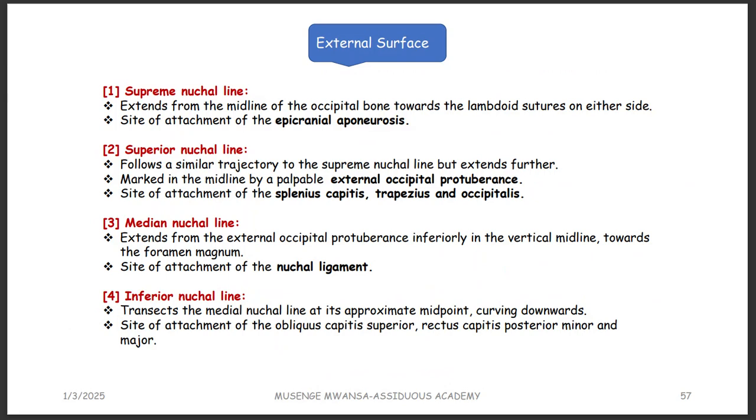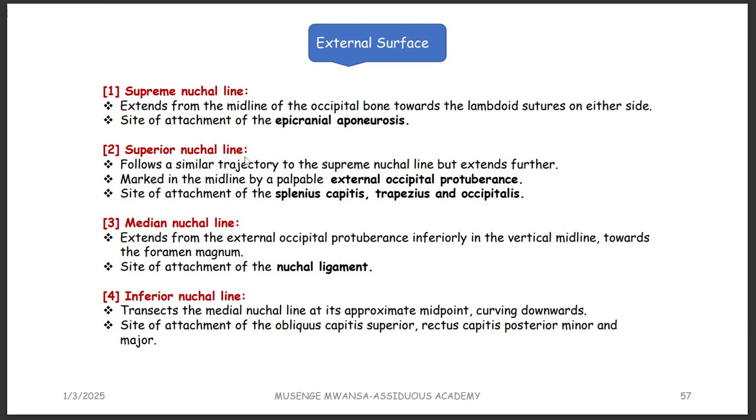The external surface, like the posterior aspect of the occipital bone, you have got the supreme nuchal line, superior nuchal line, median nuchal line, inferior nuchal line. The supreme nuchal line is the attachment for what we call the epicranial aponeurosis, which we had mentioned earlier on, that it connects the occipital belly of the occipitofrontalis muscle to the frontal belly of the occipitofrontalis.